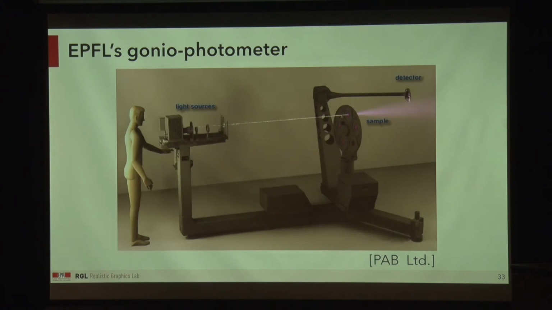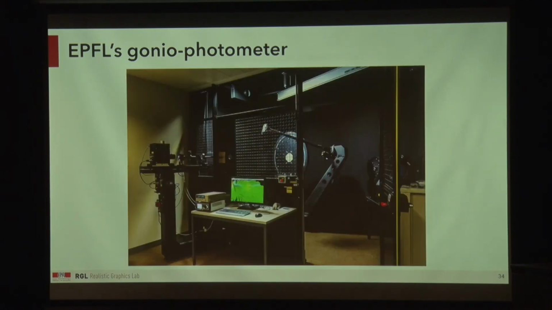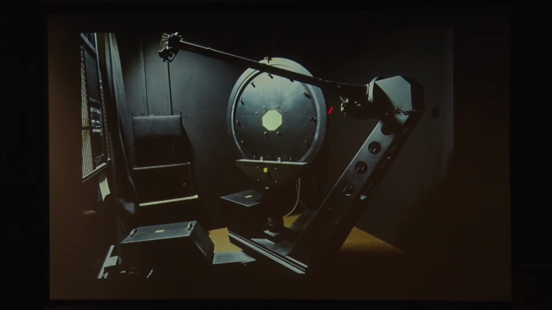But let me first show you what the machine looks like that's used for this. This is a gonio-photometer, which is built by a German company called PAP, and it has a light source that is static, so it doesn't move around. It's usually pretty heavy, so we'd rather have it in the same place. There's a sample holder that can move around, and then a detector that can also move around. This is what it looks like when it's installed. So that's the light source part, and then that's the sample holder.